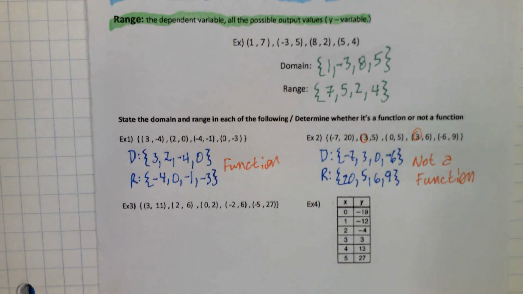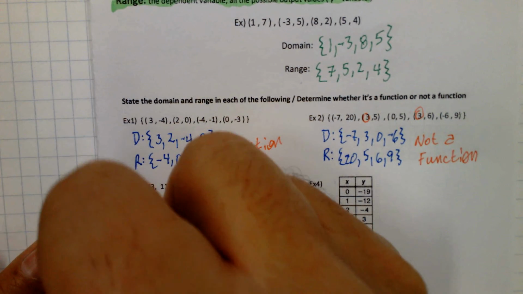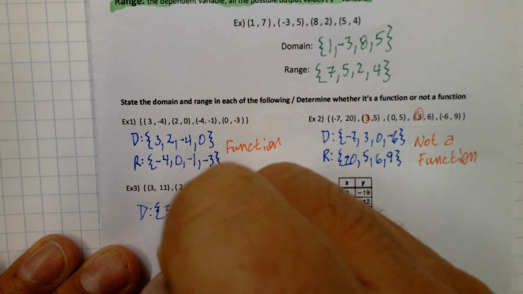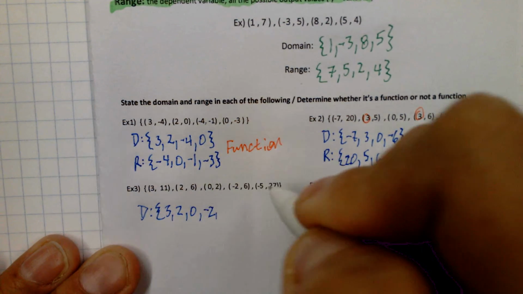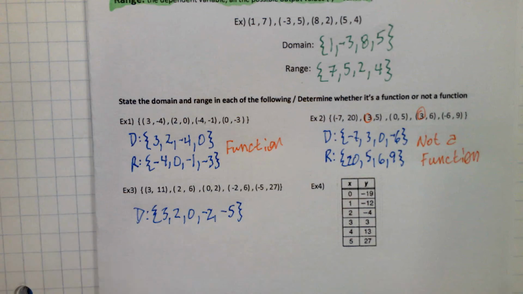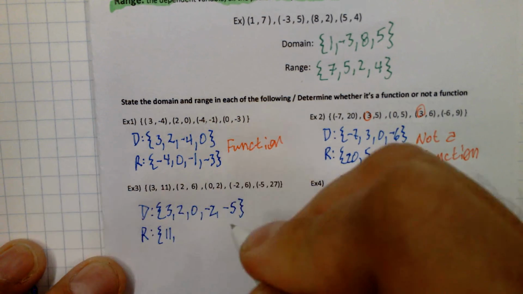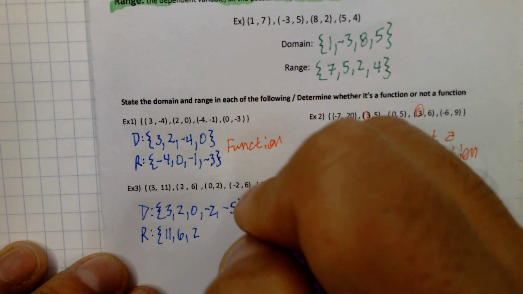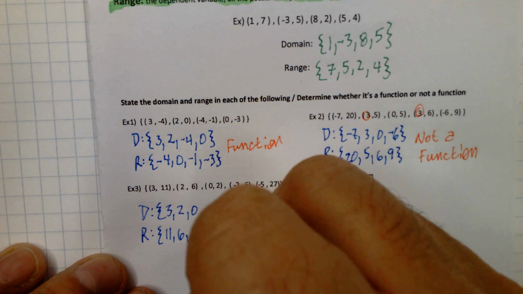Okay, let's do number 3. Domain, here we go. D for domain again. And we've got 3, 2, 0, -2, -5. Okay, range. 11, 6, 2, 6 again, and 27.